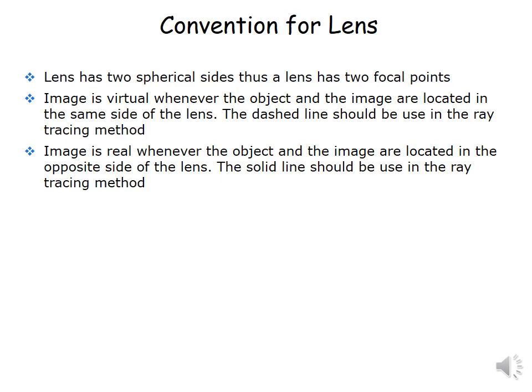As compared to the mirror, lens is different. Lens has two spherical sides, thus a lens has two focal points. In a lens, the image is virtual whenever the object and the image are located on the same side of the lens. The dashed line should be used in the ray tracing method for the virtual image. The image is real whenever the object and the image are located on opposite sides of the lens. The solid line should be used in the ray tracing method for this case.